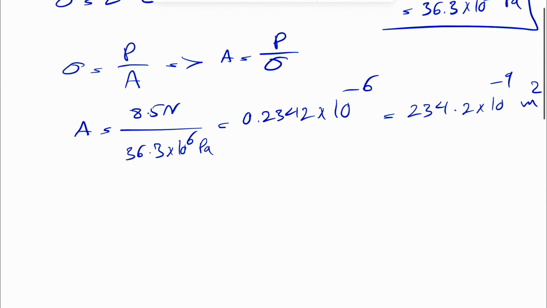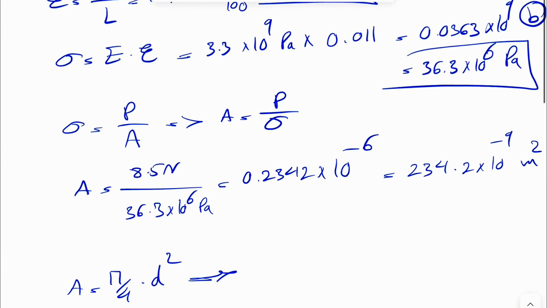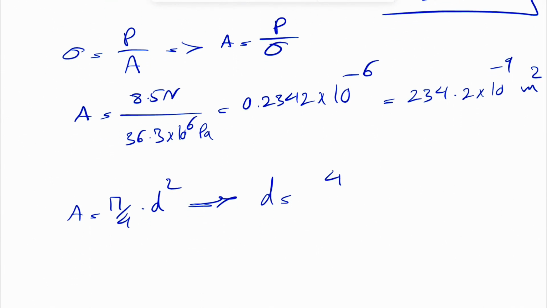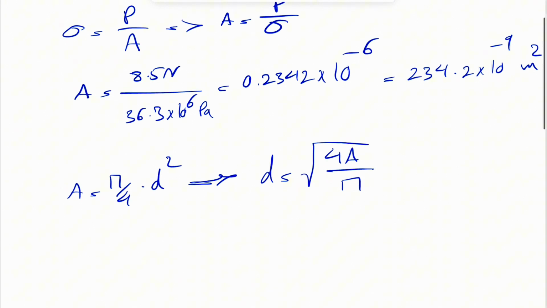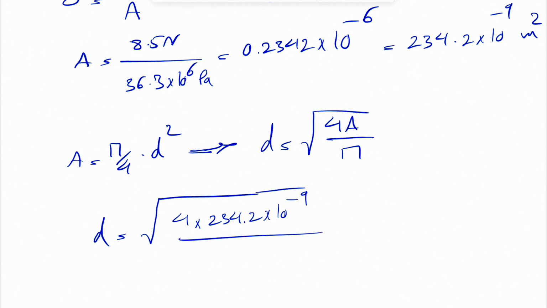And we know that the area is pi over 4 times d squared, and the A part of the question is asking for the diameter of the thread, so our d would be basically 4 times A divided by pi, and we're going to have a square root. So let's see what we get. Square root of 4 times A, 234.2 times 10 to the minus 9 over pi.